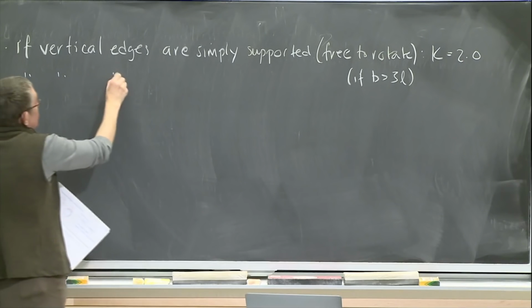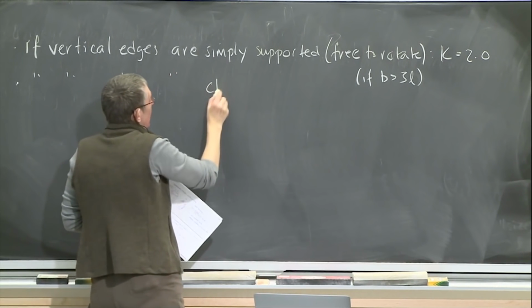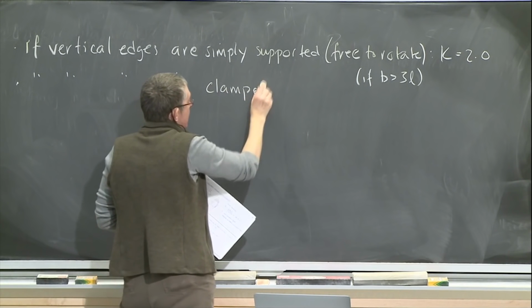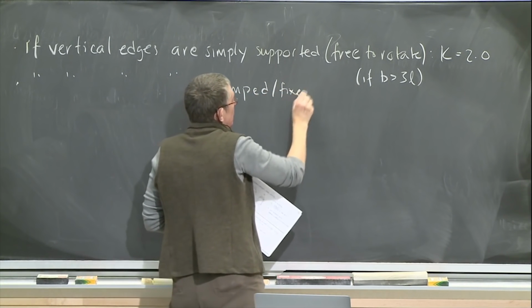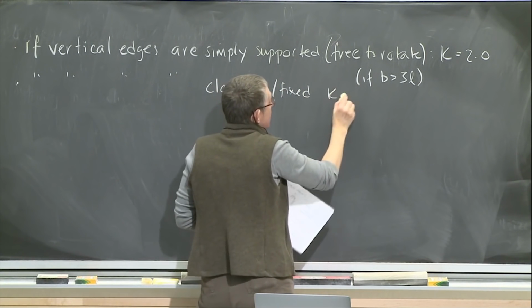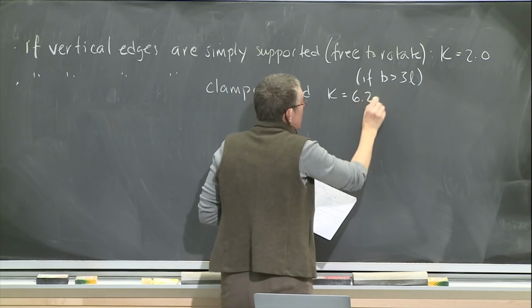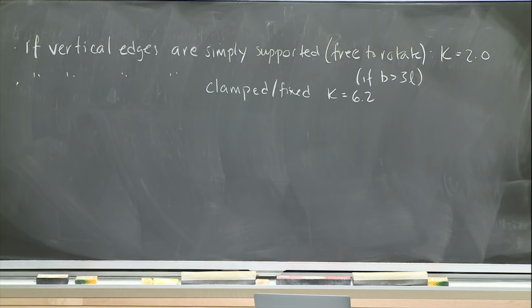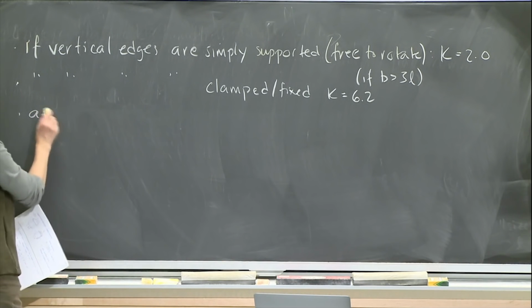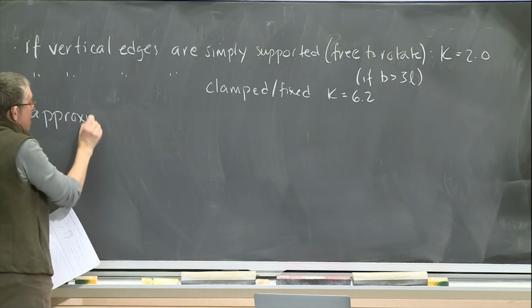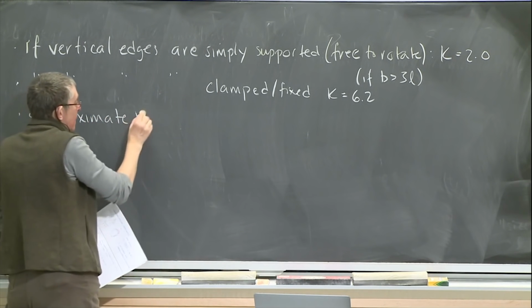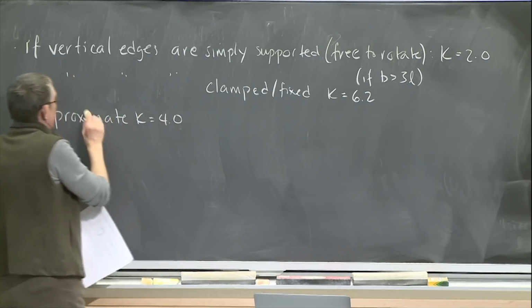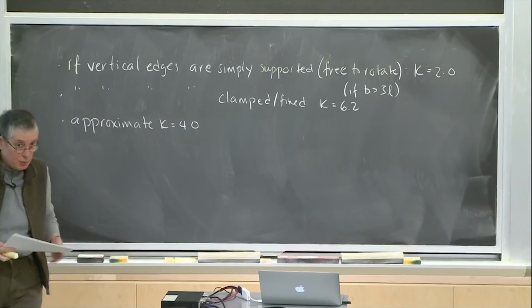And if the vertical edges are clamped or fixed, then K is equal to 6.2. So these are values you can look up in tables of plate buckling. And we're just going to approximate it by saying K is equal to 4. So we're just picking a value that's in between those two.